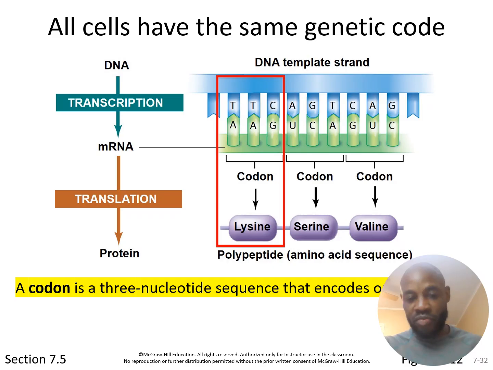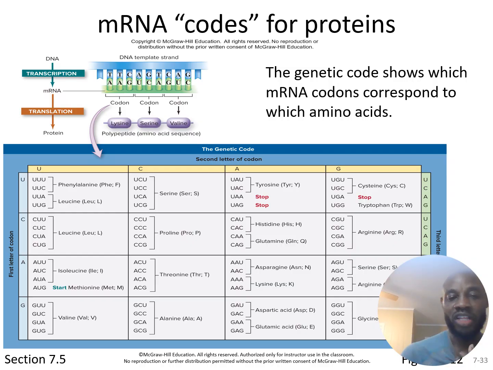AGUC, every 3 nucleotides codes for a specific amino acid, or we call it, you see here, polypeptide, which is going to be an amino acid sequence. So a sequence of amino acids. So each codon, each 3 nucleotides codes for a specific amino acid. Those amino acids, when they're bound together, give us the protein. So mRNA codes for proteins, and it tells you which proteins it codes for right here.